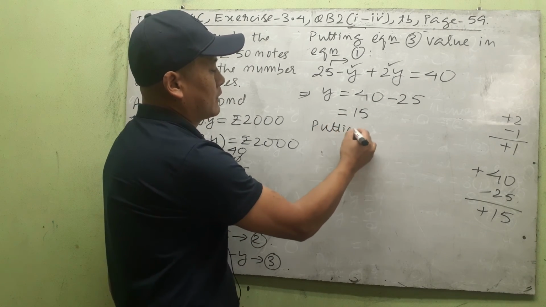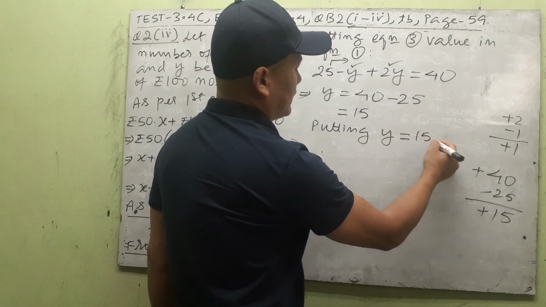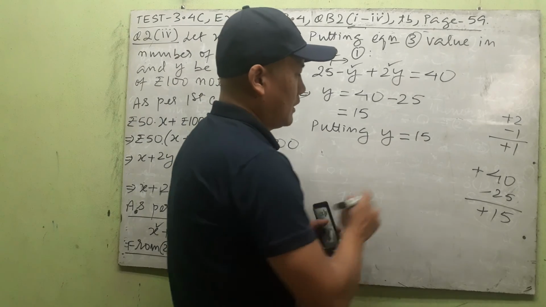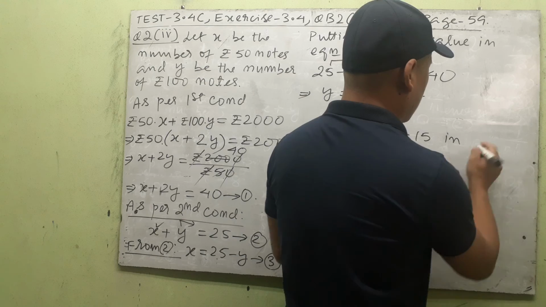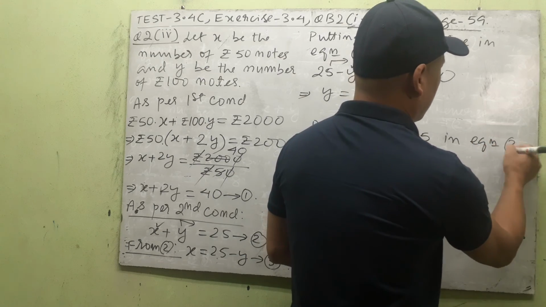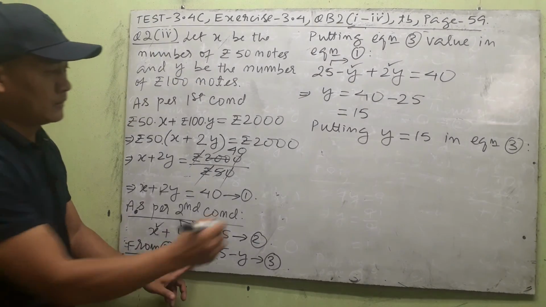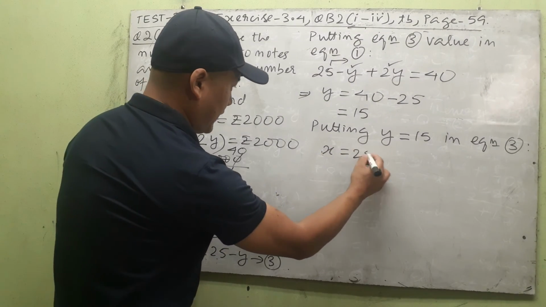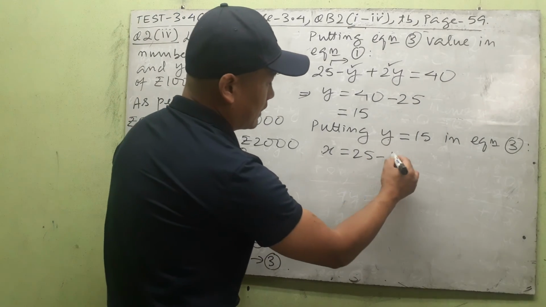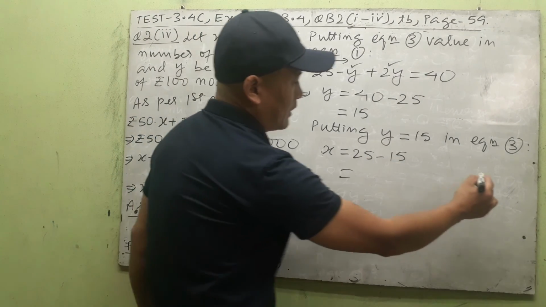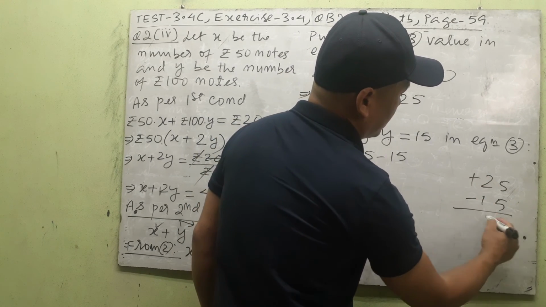To find x, we put this value y equal to 15, which we calculated just now, in equation 3. Why? Because 3 is perfectly arranged to find x. See here, x will be equal to 25 minus y, and this y is going to be replaced by the y value, 15. 25 minus 15 is, we know, 0 here, 1, so 10.